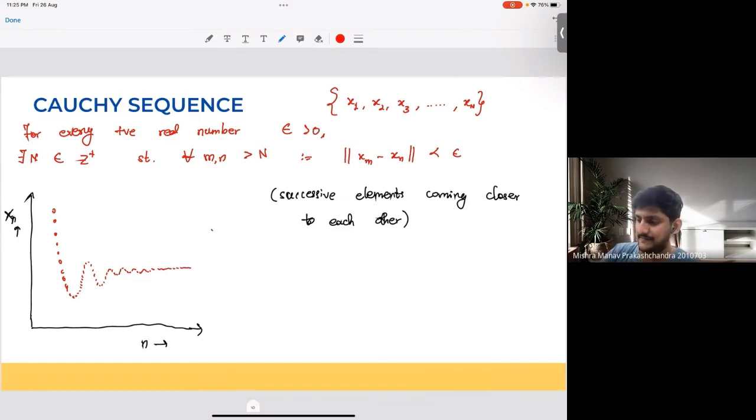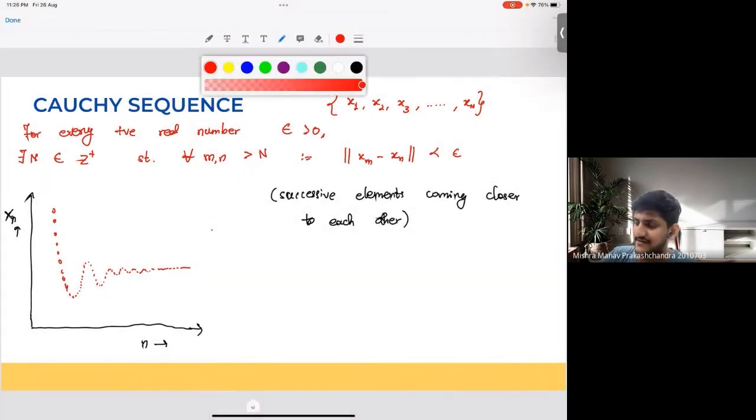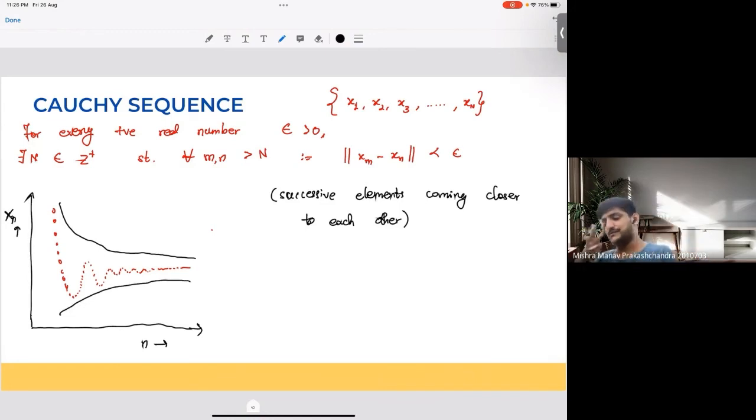Okay, so if you notice here carefully, you see that the elements get asymptotically closer and closer as the sequence keeps on moving forward, eventually converging at a particular point. Okay, so this is one simple example of a Cauchy sequence.